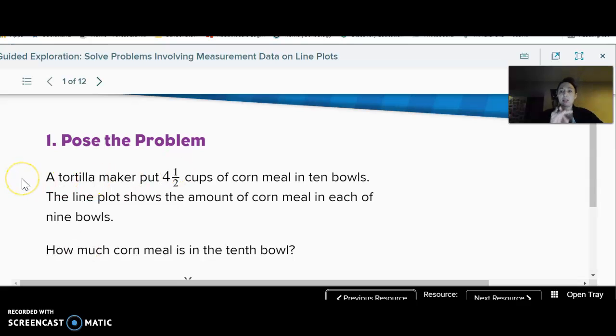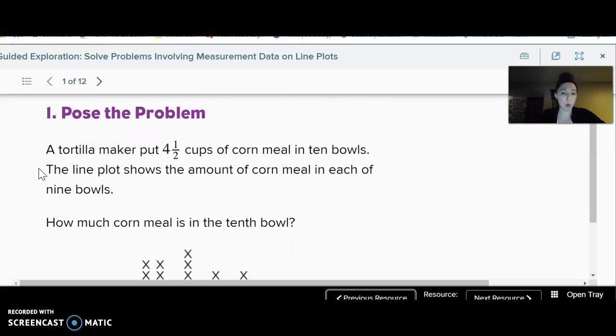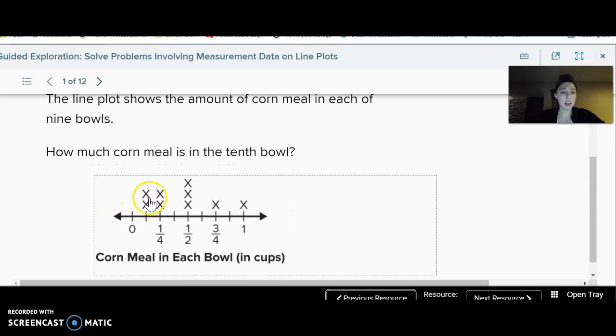Remember, they're just ways to organize the data that makes it a little easier to see what's going on versus just a table with all the numbers. A tortilla maker puts 4.5 cups of cornmeal in 10 bowls. The line plot shows the amount of cornmeal in each of 9 bowls. How much cornmeal is in the 10th bowl? So here's the line plot. Here's the 9 bowls represented. And then we're trying to figure out that 10th bowl.